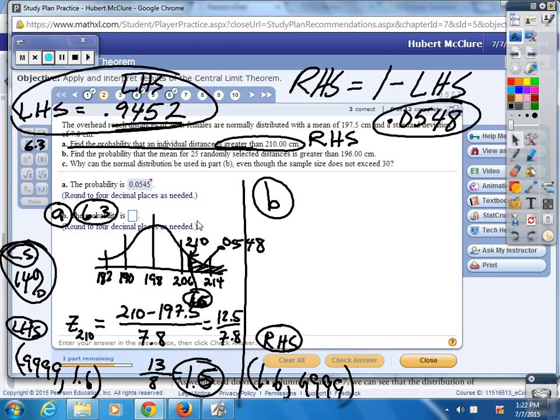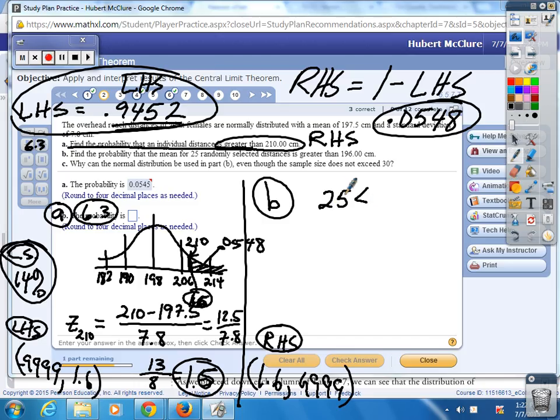All right, now B. Everything's the same. It says, find the probability that the mean for 25. Now let me make a note here. 25 is less than 30, and that's kind of the magic number. If you read the section in 6.5, 30 is the magic number for whether you can use the standard deviation over the square root of n.